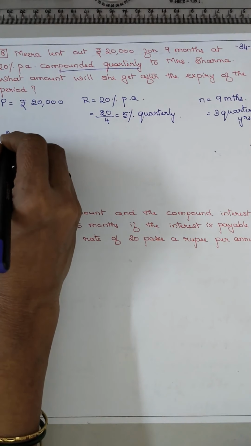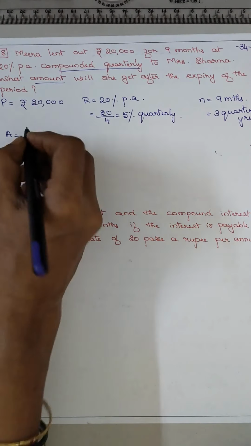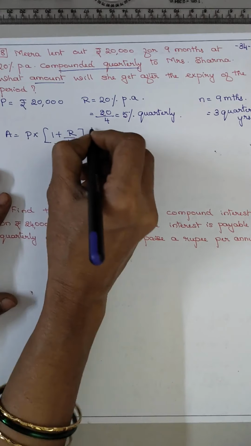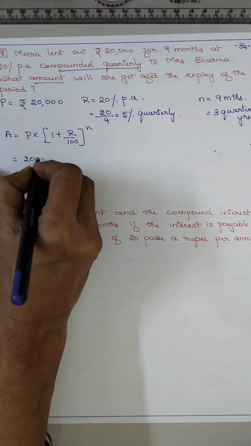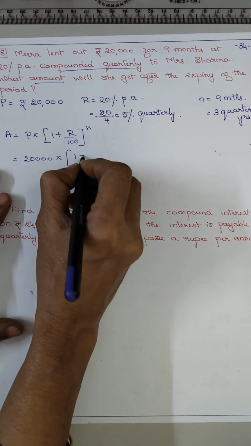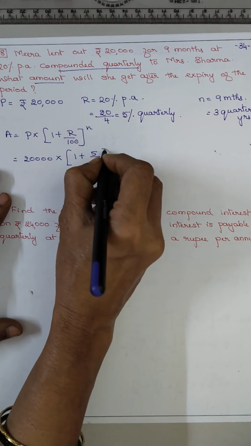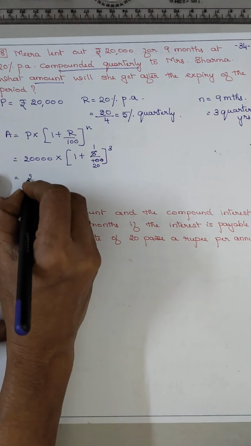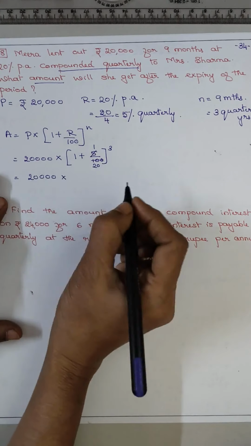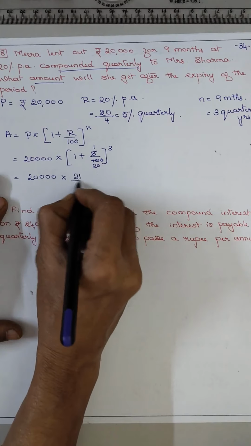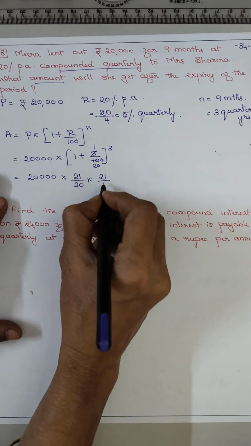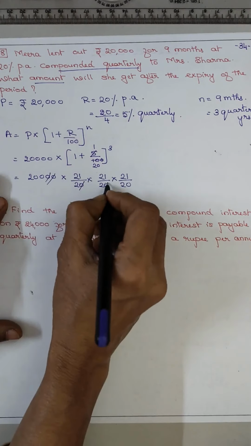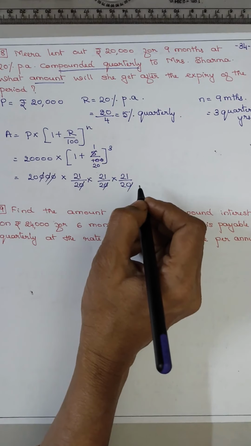So A is equal to, what amount they have asked? P into 1 plus R upon 100 the whole raised to N. 20,000 into 1 plus 5 upon 100, the whole raised to 3. 5 ones are 5, 20s are. That means 20,000 into 20 plus 1, 21 upon 20. Write 3 times. 1, 2, 3. Zeros cancel.